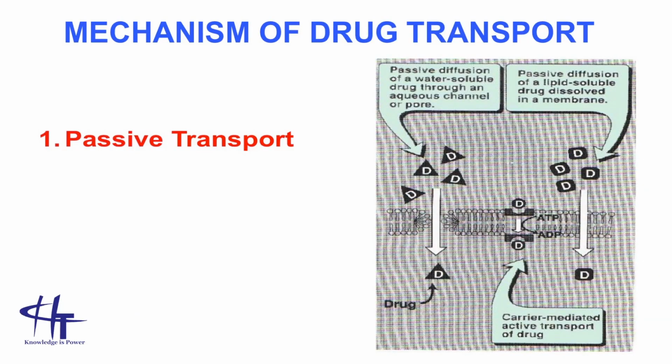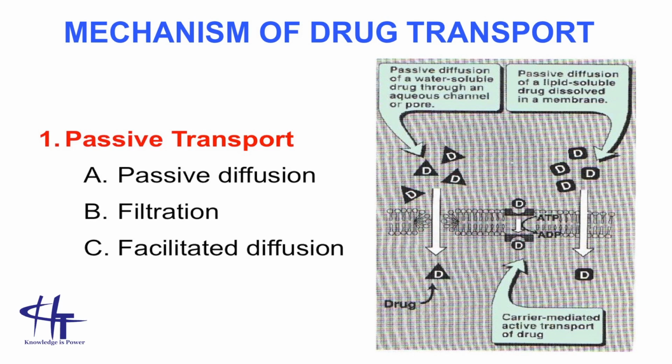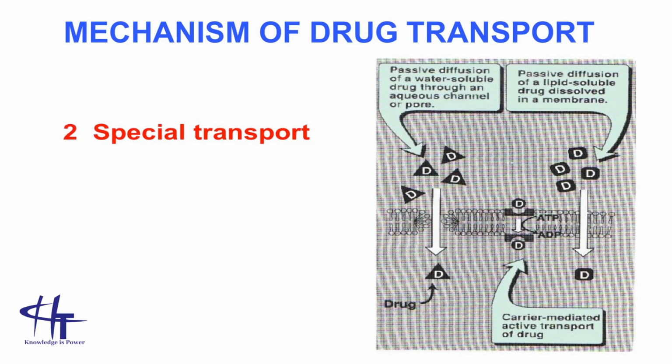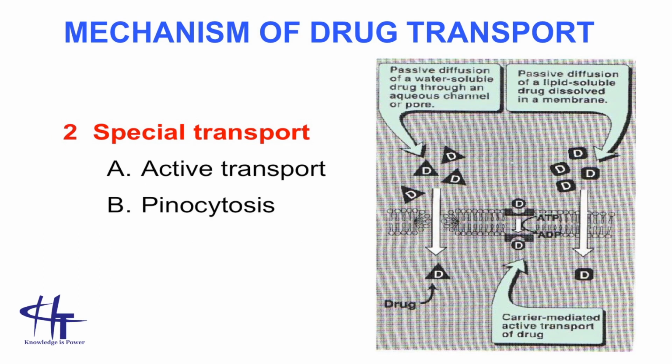Now, under passive transport, we have three mechanisms. We have what we refer to as passive diffusion. We have what we call facilitated diffusion. And then lastly, within passive transport, we have what we refer to as filtration. Now, under special transport mechanisms, we have what we call active transport, and we also have what we call pinocytosis, as we are going to explain them in detail.